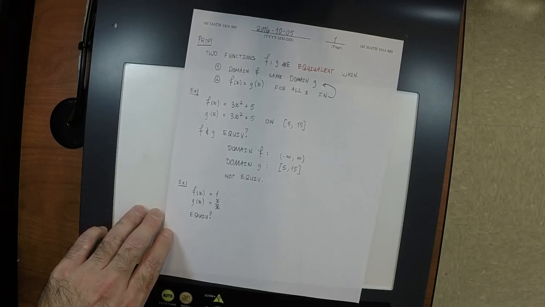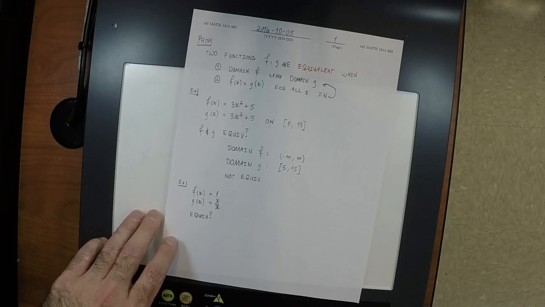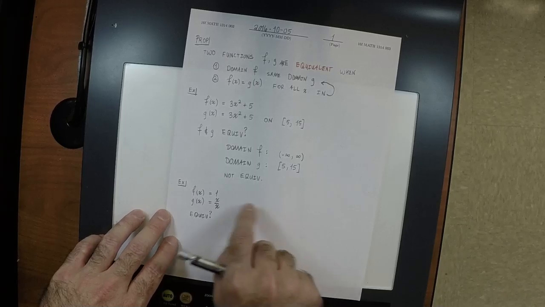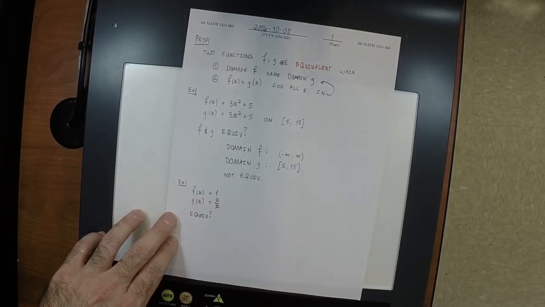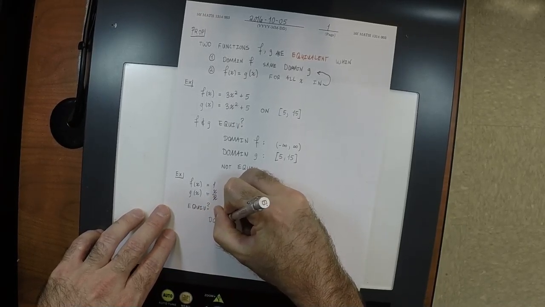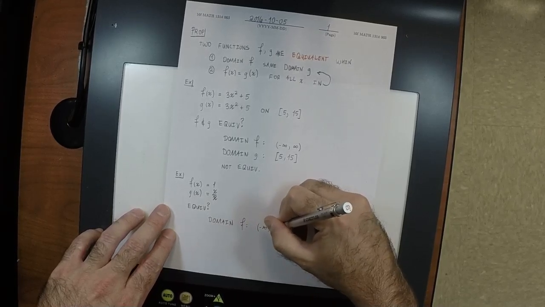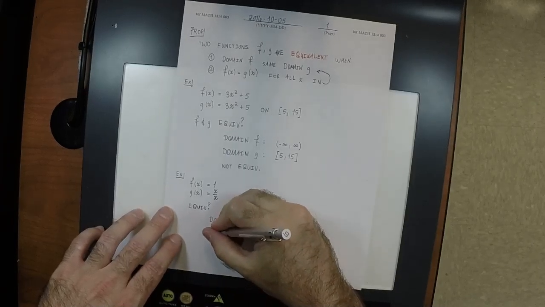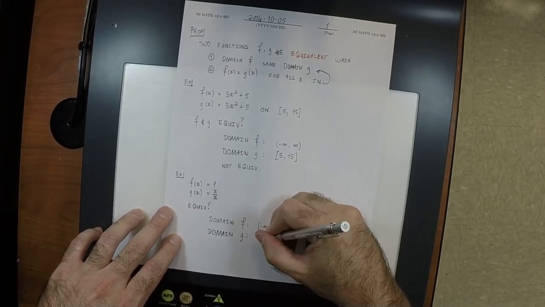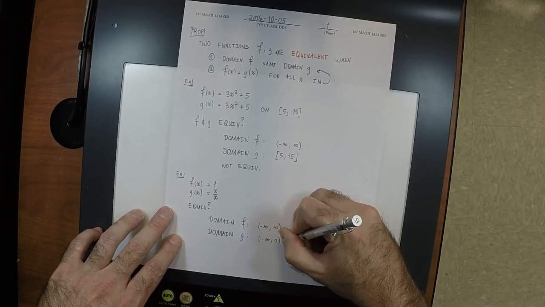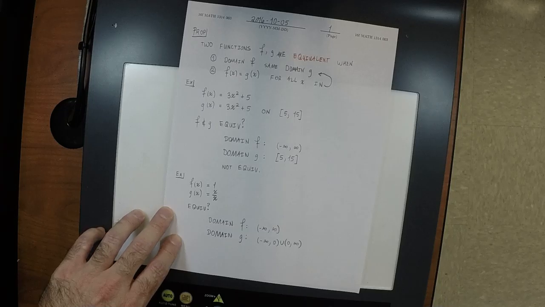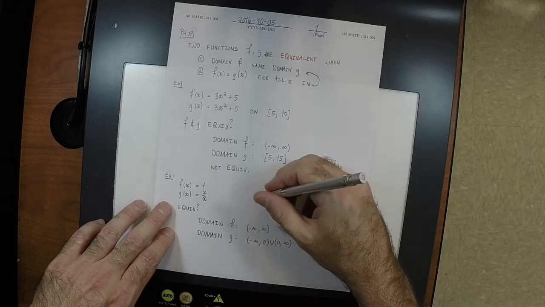G has a different domain because x equals 0 is excluded. Neither domain was explicitly specified, so F's domain is its natural domain, and G's domain is its natural domain. What is F's domain? What could you plug in? Anything, right? So the domain of F is negative infinity to infinity. What is the domain of G? Are these the same? No, they're not the same. So are F and G equivalent? No, they are not. If we were to plot F and G, F looks like this.